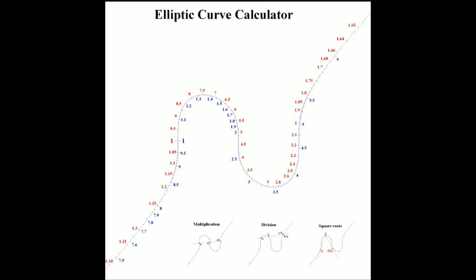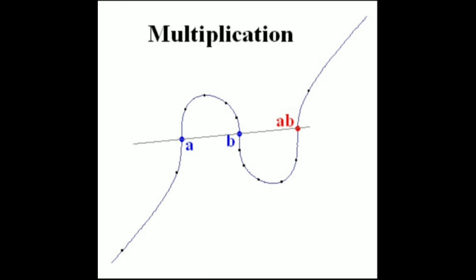In blue, xy is equal to 1. To multiply two numbers together, find them, ignoring decimal places, on the same colored scale and draw a straight line through them. This will intersect the elliptic curve in a third point. Read the result on the oppositely colored scale. This is the product of the two numbers.